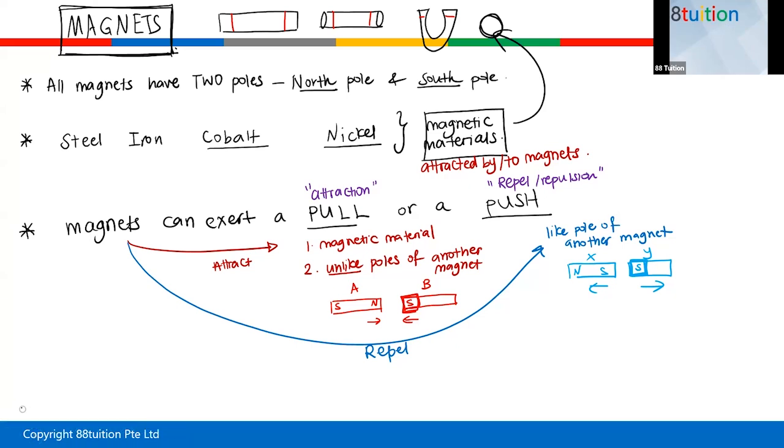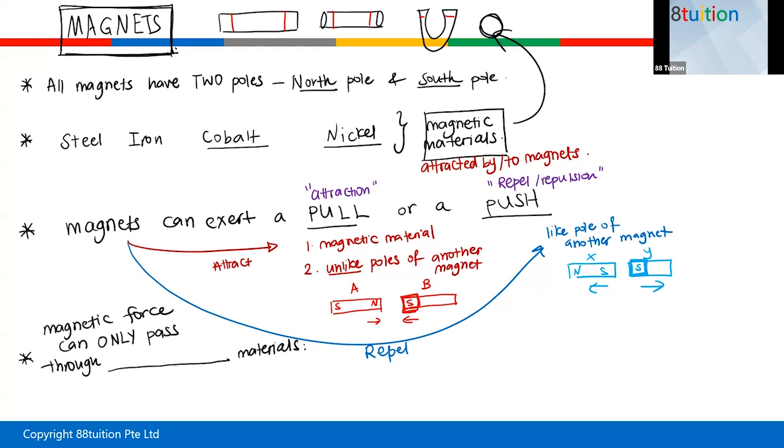Okay, the next one, I have actually two more, so I'm going to try and find some space. I'm going to squeeze a bit. Magnetic force can only pass through... Okay, Sky, I want you to fill in the blank for me. What is the word in the blank? Magnetic force can only pass through what?